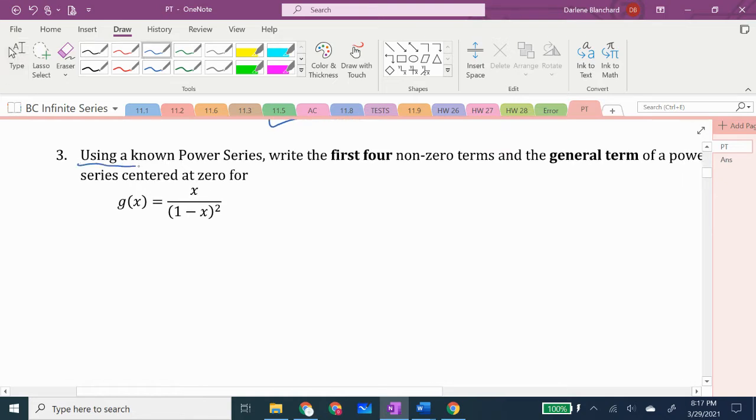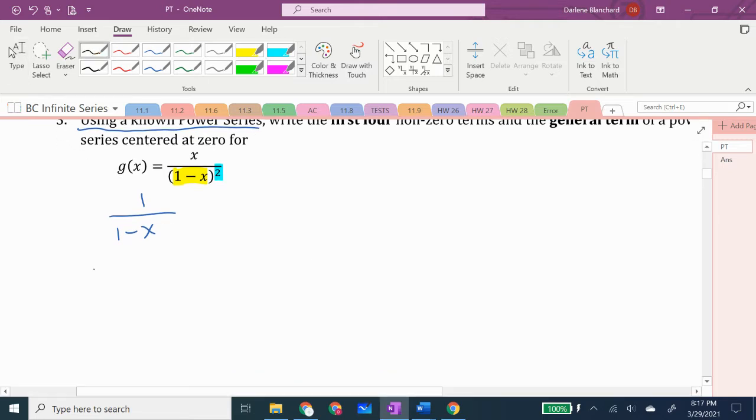Now again, using a known power series, that means we're going to start with 1 over 1 minus x. Now, kindly, I see that 1 minus x in the denominator right there. When I see this squared, your life is going to be easiest if you take the derivative to create that denominator squared. So I'm going to differentiate.